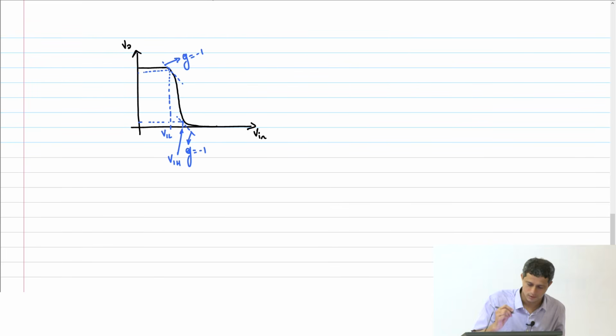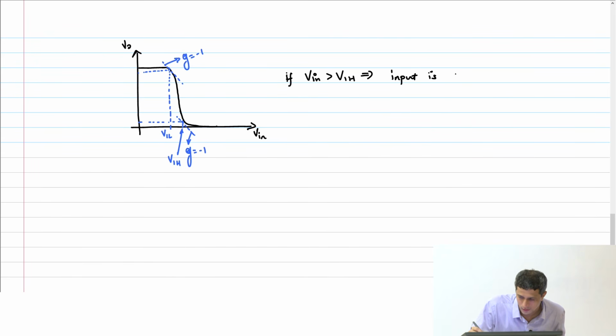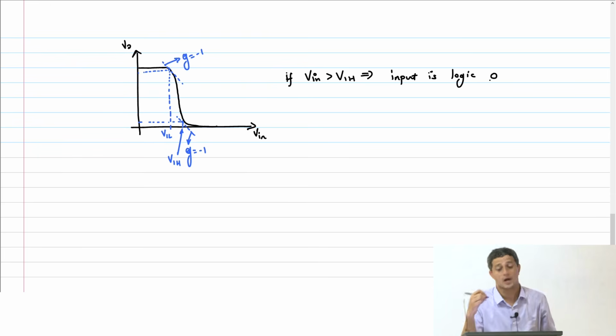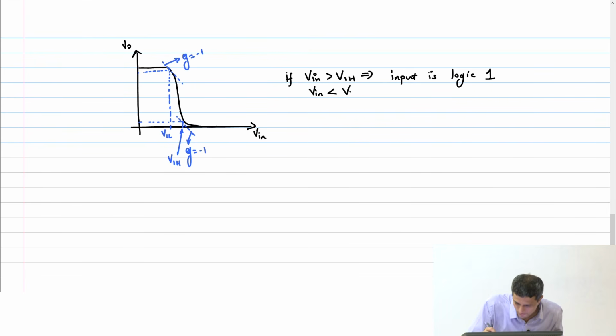Okay. So what does this mean now? If V in is greater than VIH, it implies input is logic 1. Now V in is less than VIL, it implies input is logic 0, right? Now what happens if V in is between VIL and VIH?